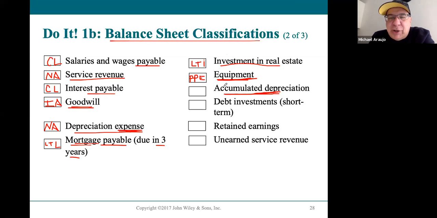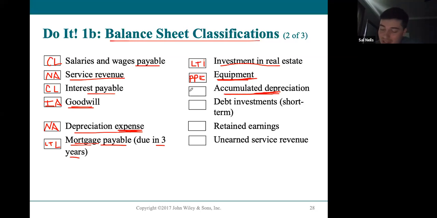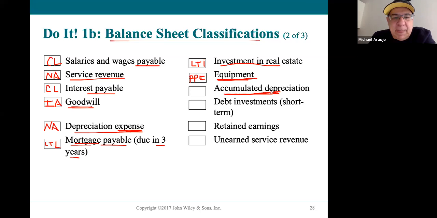So accumulated depreciation, Sal, where would it be? I'm going to go with long-term liability. Well, it is a long-term issue, but it's not a liability. So what happens is once we use all that equipment, if I buy a pizza oven for my pizzeria, I'm hoping that pizza oven is not going to last forever, right? The more I use it, and the older it gets, the more wear and tear. Eventually, it's going to crap out on me.